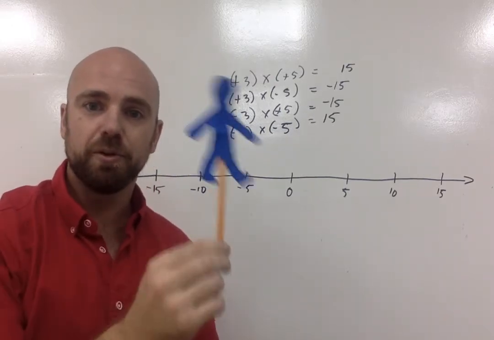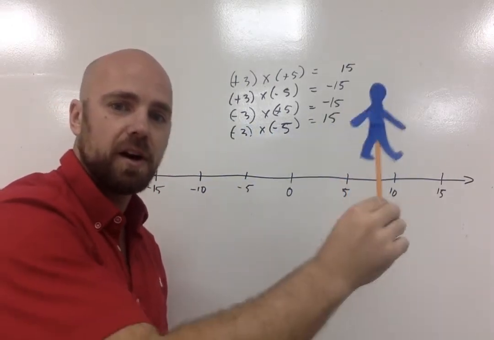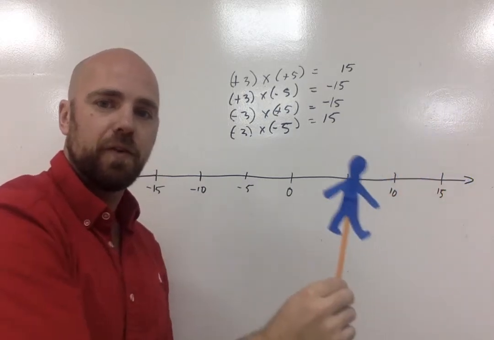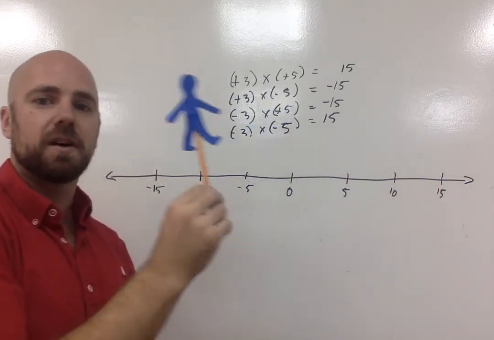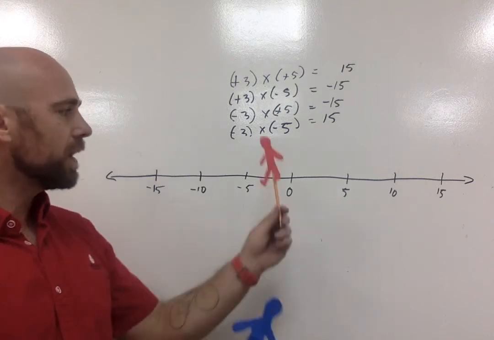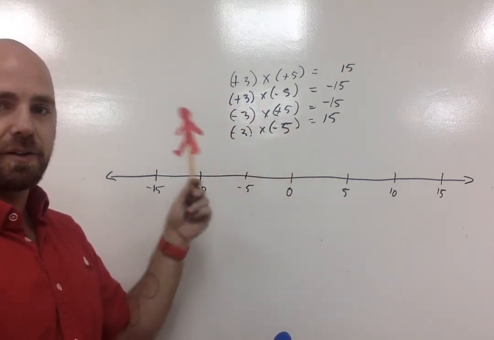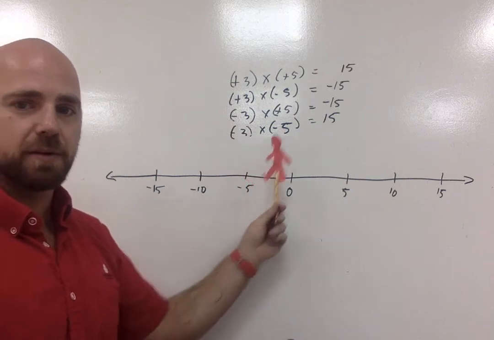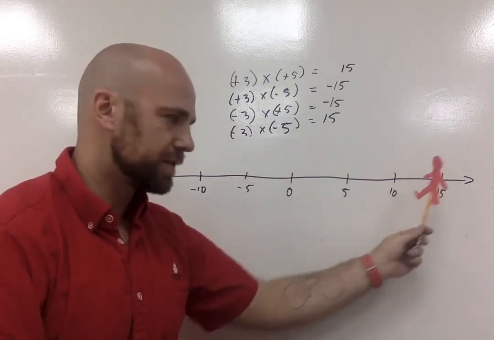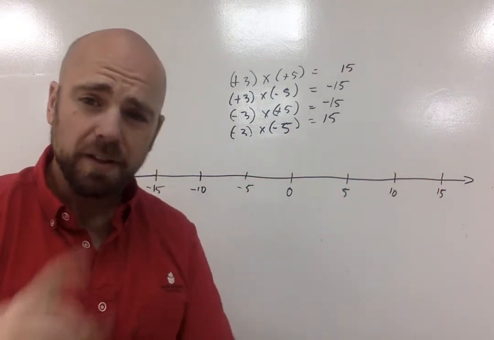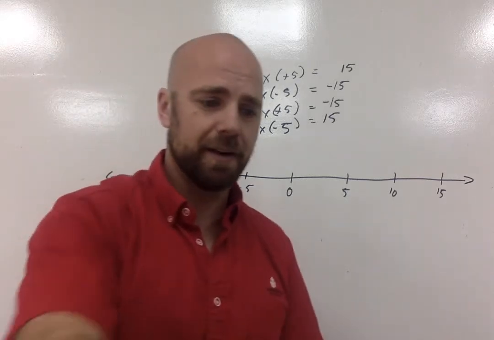Okay, so if we have our blue guy and he's moving forward, he's going to hop forward. If we have our blue guy and he's moving backwards, he's going to hop backwards. Okay, if we have our red guy and he's moving forwards, he's coming to the negative. If he's moving backwards, he's going to the positive. Okay, so that's way number one, using a number line.